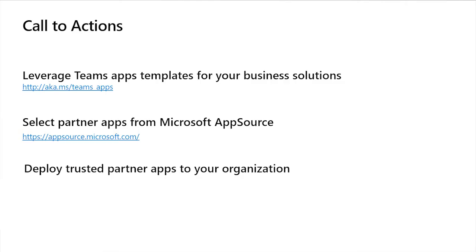Now, to get started, take a look at all those different Teams application templates at aka.ms/teams_apps. Take a look at all the different partner applications that are available across Microsoft 365 through Microsoft AppSource at appsource.microsoft.com, and work to configure the right trusted partner app regimen and partner applications for your organization. Chances are you're already using a number of these different applications that have integrations today, so you can get more value very quickly by deploying those applications that you're already using inside of Microsoft 365 inside of your organization.